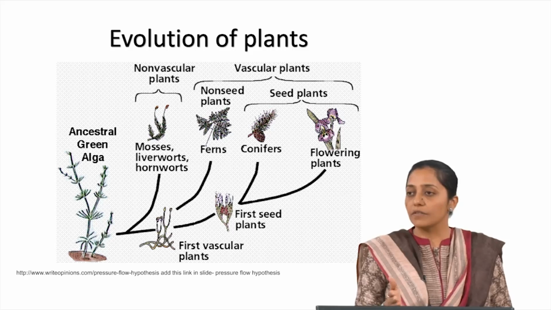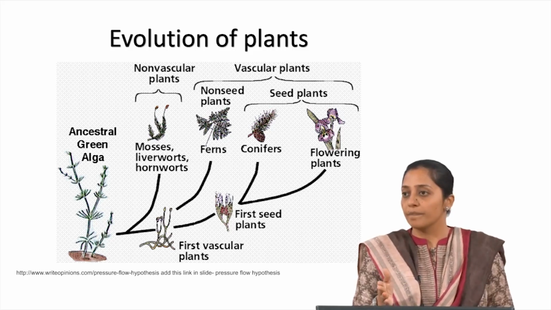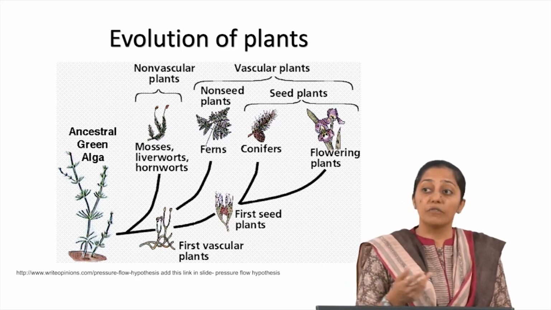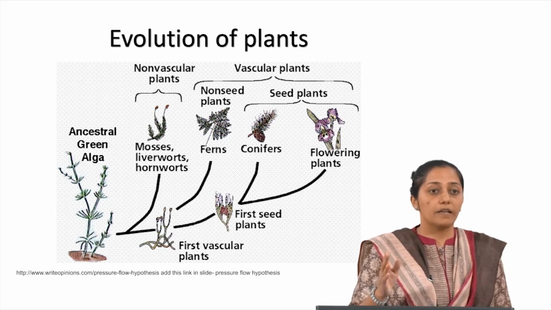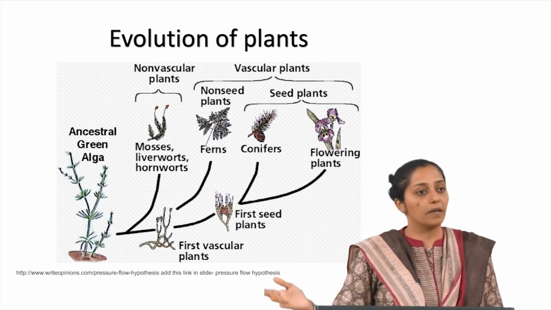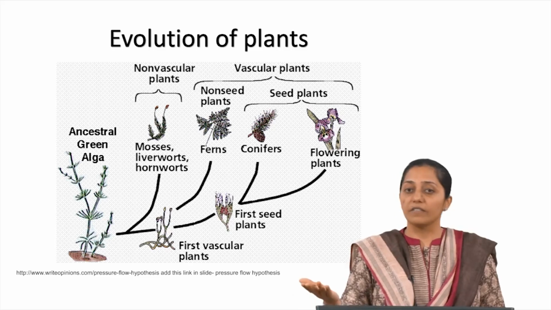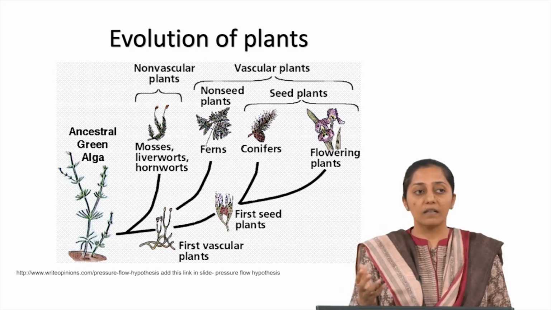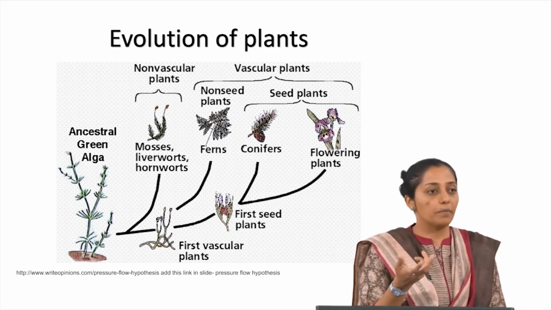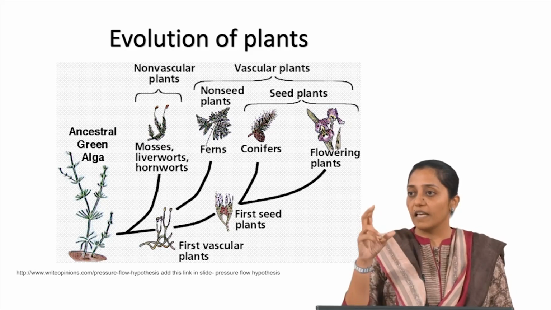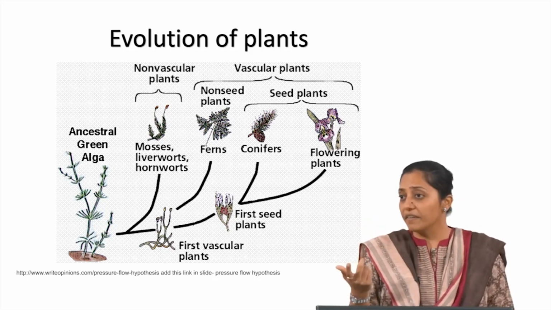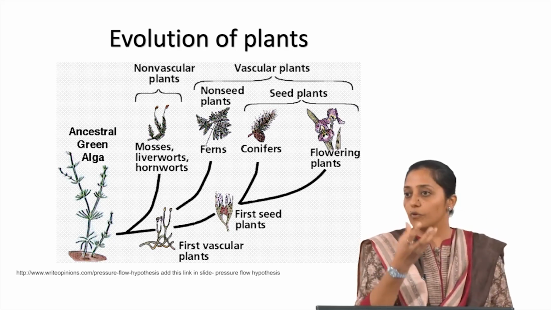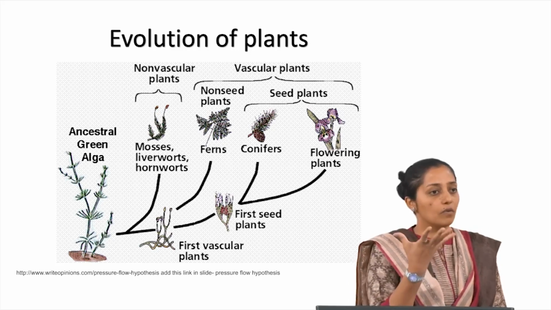Then the initial ones were non-seed bearing plants, so through spores they used to have their progeny, for example ferns, which are non-seed bearing plants. Then further evolution happened, and they came to seed bearing plants. Even in seed bearing plants there were angiosperms and gymnosperms. Gymnosperms, if you remember, are non-flowering plants. They have naked seeds, for example conifers, pine trees. So the ovule does not have an ovary around it, there are no fruits. So the seeds are open.